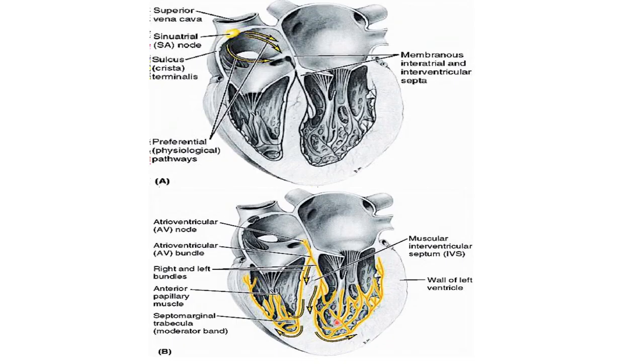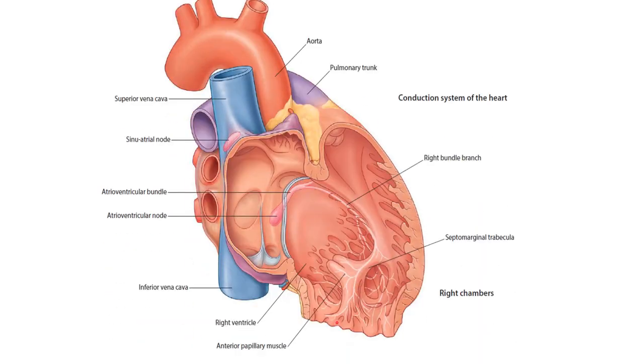So this is another diagram to show the direction of the information. And this is another diagram to show you where the atrioventricular node is, and then you can see the atrioventricular bundle, or the bundle of His, and then you can see the left and right bundle branches. You can see from this the septomarginal trabecula, the right bundle branch passing there, and then here you see these numerous Purkinje fibers.